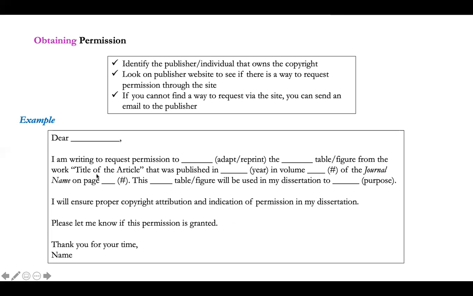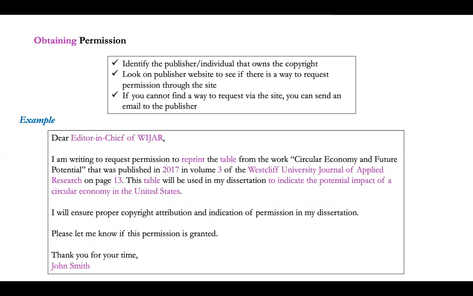from the work, the title of the article that was published in, indicate the year, the volume of, journal name, and on the specific page. This table, figure, image will be used in my dissertation to indicate the overall purpose. I will ensure proper copyright attribution and indication of permission in my dissertation. Please let me know if this permission is granted. Thank you for your time, followed by your name.